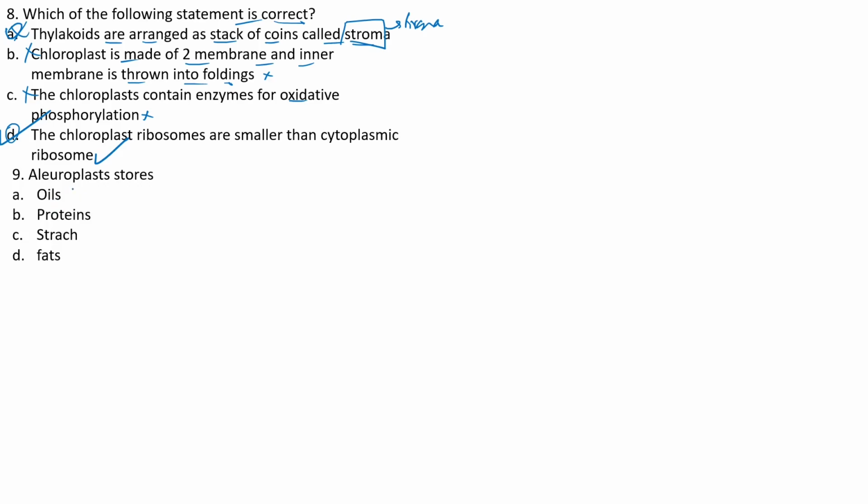The next one, elaioplasts store oils, proteins, starch, fat. It is an easy question, it is mainly proteins. It is involved in storage of proteins.